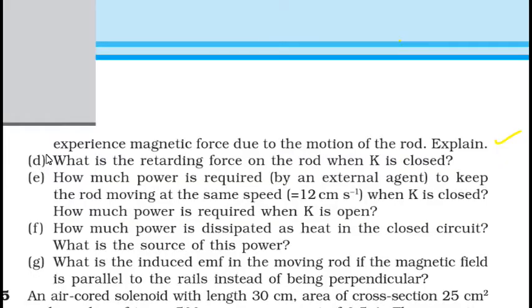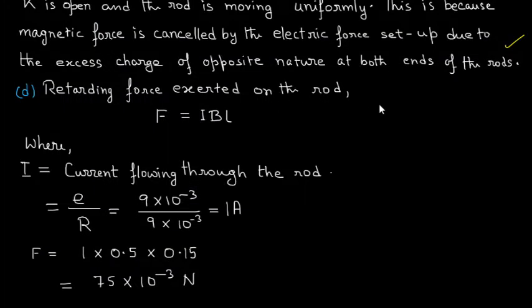So now question number D. What is the retarding force on the rod when K is closed? Let us see the solution. Retarding force on the rod F is equal to IBL, where I is the current flowing through the rod, equal to E upon R. Putting the values, we get I is equal to 1 ampere. Then F is equal to IBL, putting the values of I, B and L, we get 75 into 10 to the minus 3 Newton.